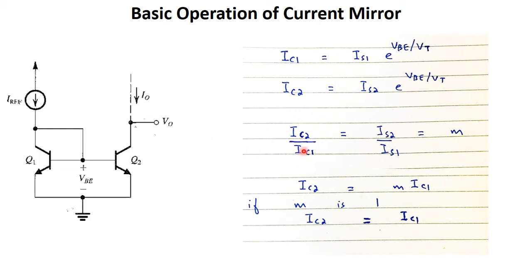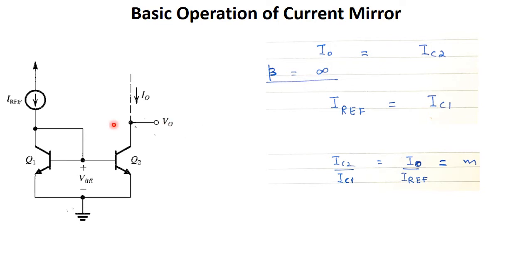So the ratio of IC2 to IC1 is IS2 divided by IS1, and it is a constant M. IS2 and IS1 depend upon the dimensions of Q1 and Q2 respectively. So if both transistors are of the same dimension, which means M is equal to 1, then the same collector current will flow through both transistors. But if the dimensions of the transistors are different, then IC2 is equal to M times IC1.